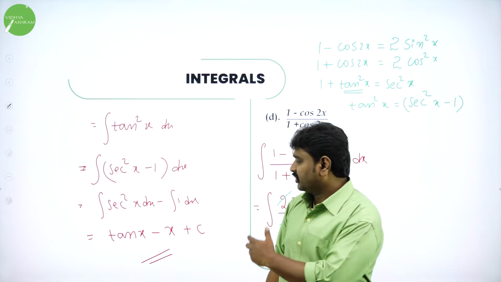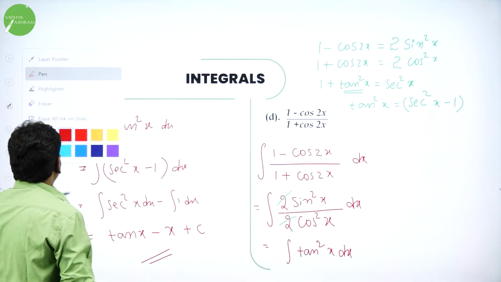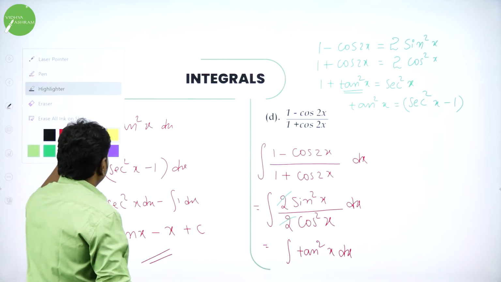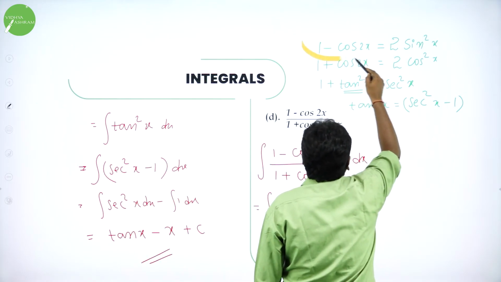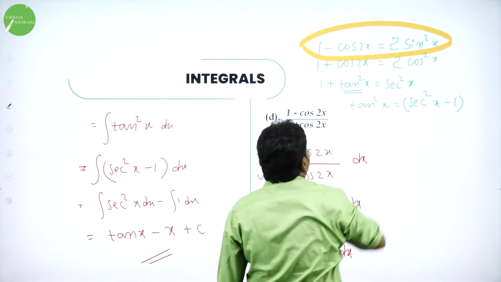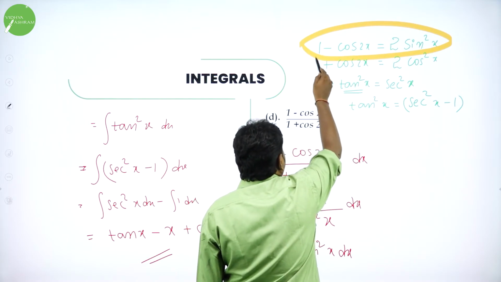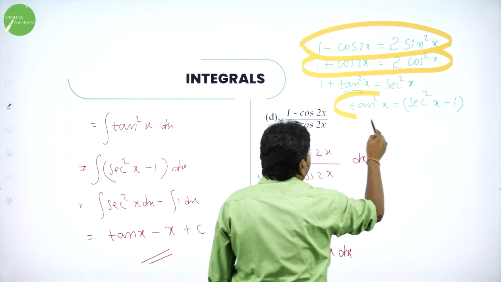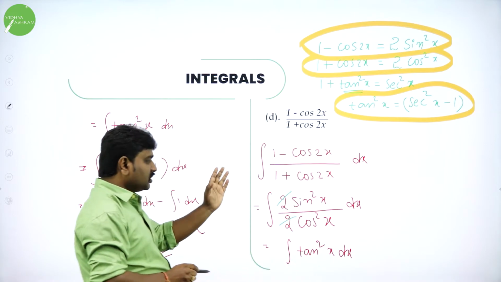Hope all of you got this. But to solve this problem, what should you be thorough with? You should be thorough with the basics of trigonometry, that is, 1 plus cos 2x can be written as 2 cos square x. Similarly, 1 minus cos 2x is 2 sin square x, and you should know tan square x can be written as secant square x minus 1. So if you know these three important formulas, then you can integrate.